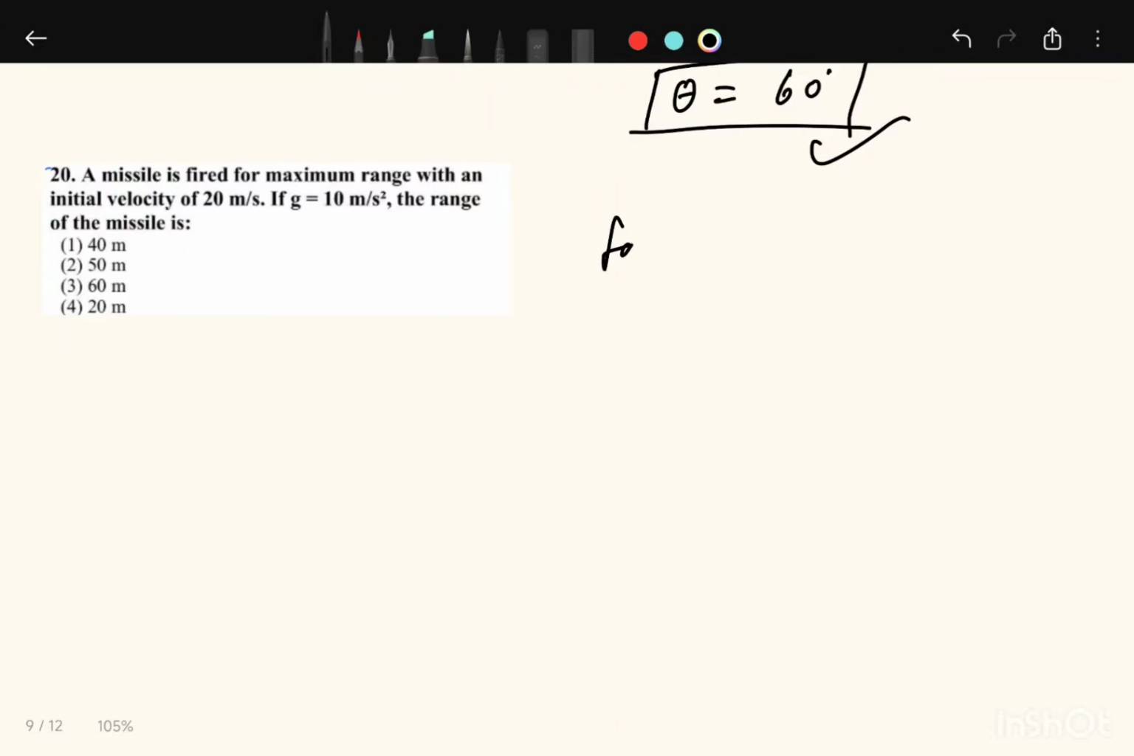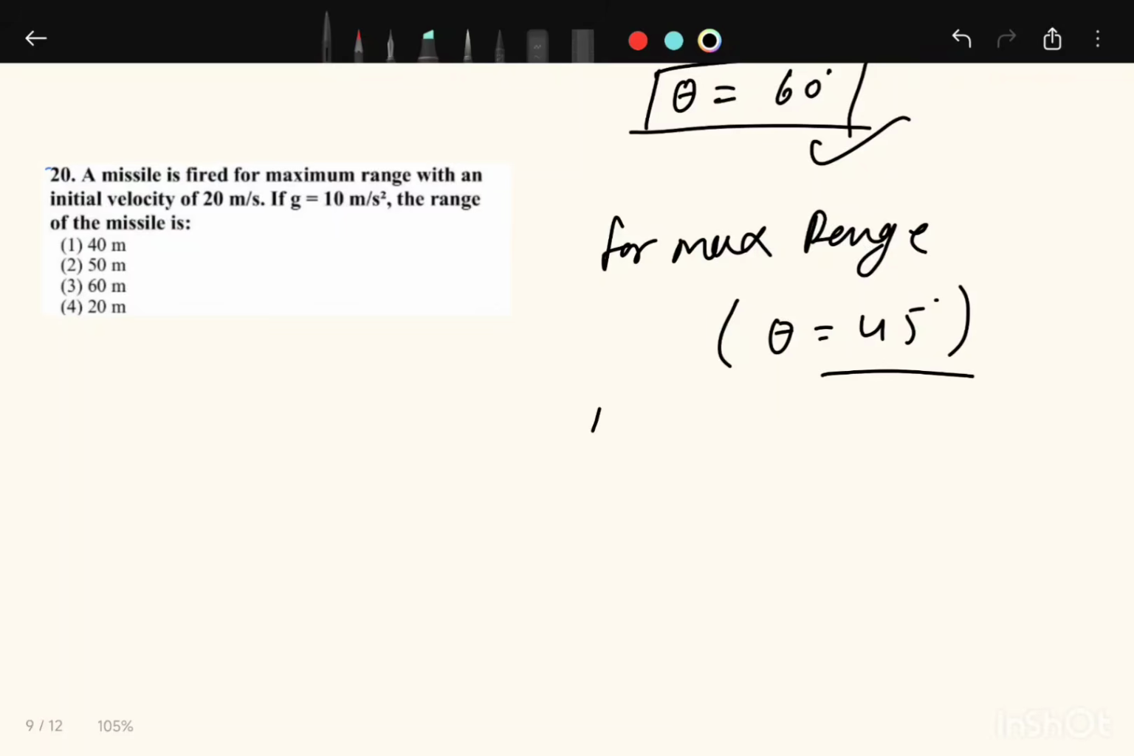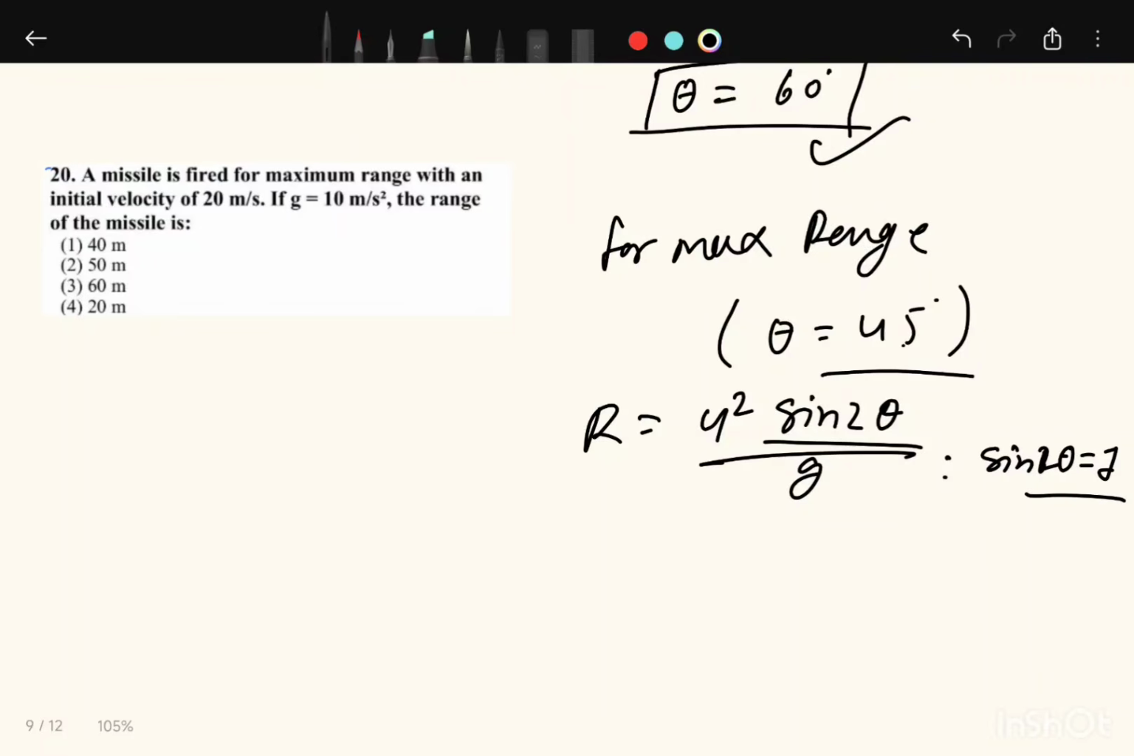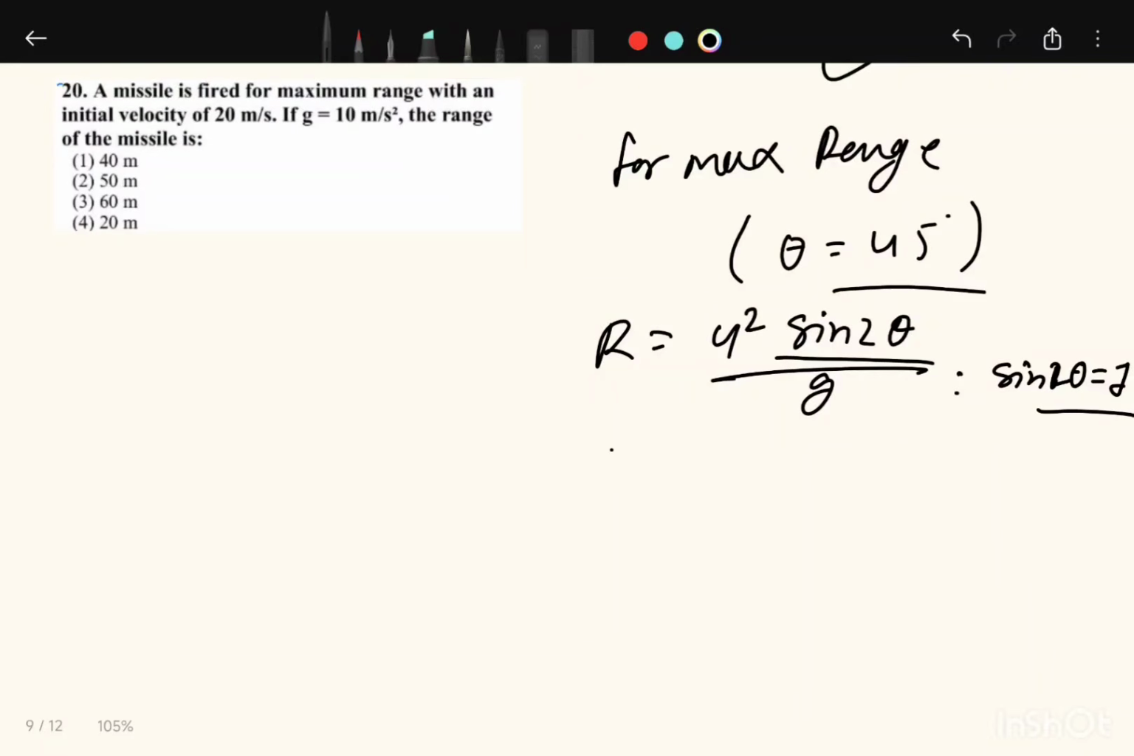For maximum range, and maximum range is at which projectile angle? It is 45 degree, right? And range is what? u square sine 2 theta by g, right? So for maximum value, the sine 2 theta should be 1, as the angle is 45 degree. So now your maximum range will be u square by g only.